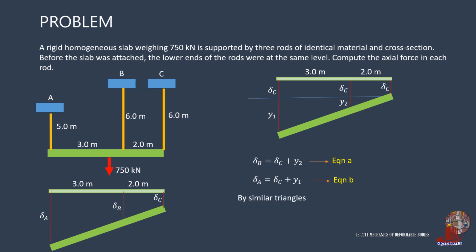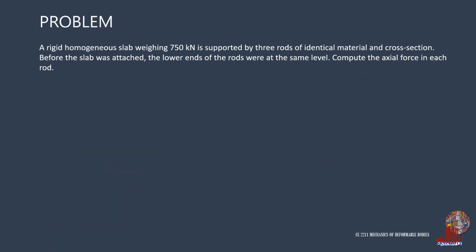Then we work on similar triangles to correlate y1 and y2. So by ratio and proportion, y sub 2 is to 2 meters as y sub 1 is to 5 meters. Y sub 1 is then 2.5 of y sub 2. We make this equation C. Use simultaneous equations on A, B, and C to come up with the third equation. First, from equation A, extract y sub 2 as deformation of B minus deformation of C. Let's label this as A prime.